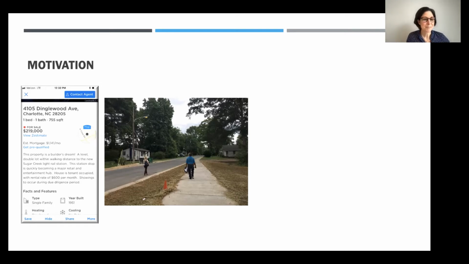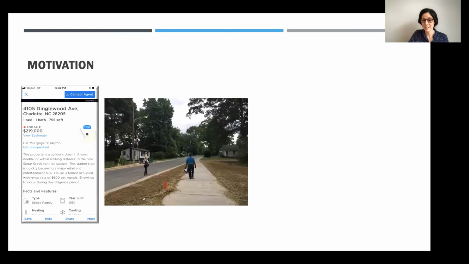Debatable. The house is tenant occupied, right? So it's clear that there is a house with a tenant where they could make $600 a month. But clearly they're advertising this as something that you could probably knock down, evict those tenants, and then build something and be quite close to this light rail, right? So they're really trying to market this to a particular person who will help transform this neighborhood.